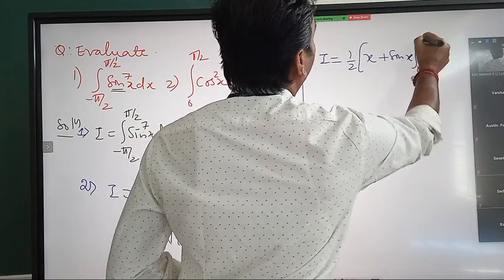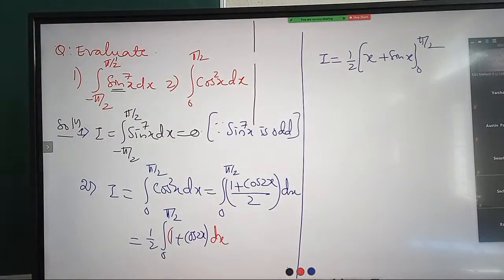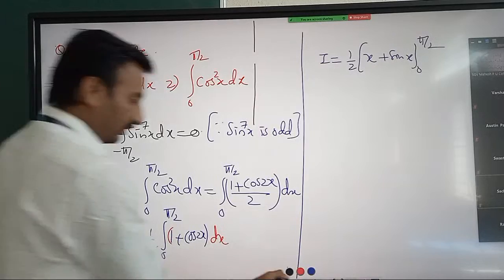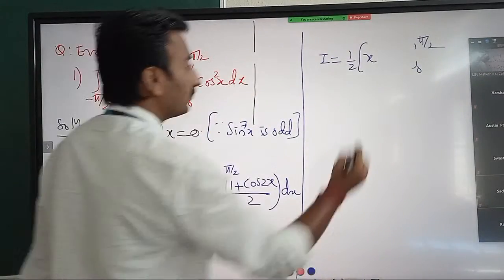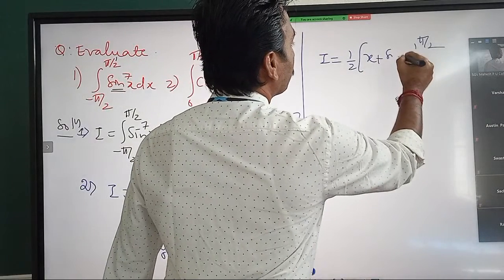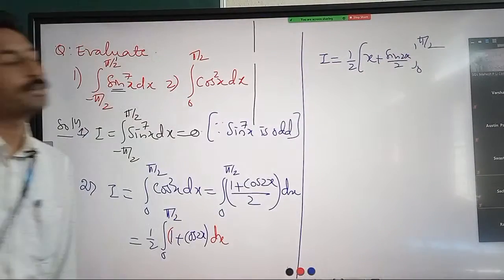0 to pi by 2, correct? So it is not 1, it is 2. Sine 2x divided by 2. Very good.